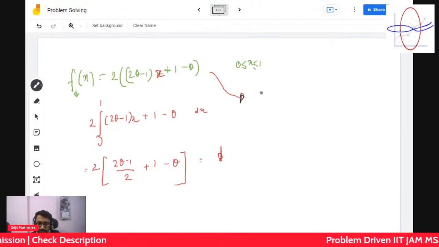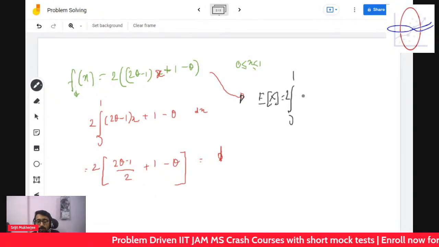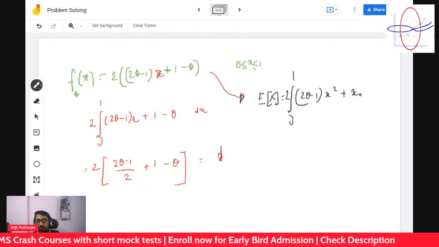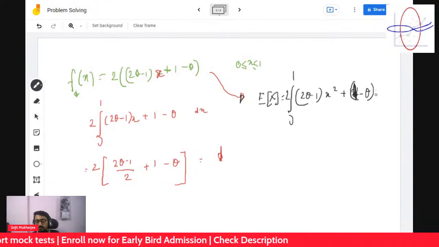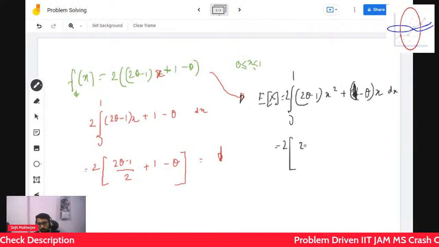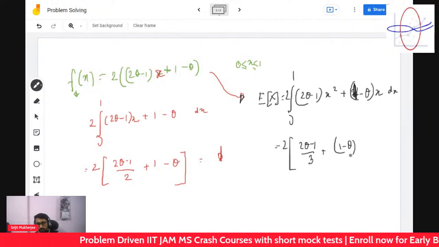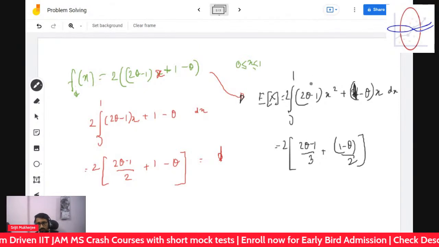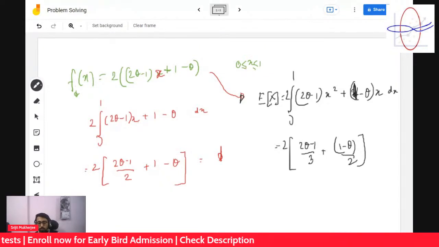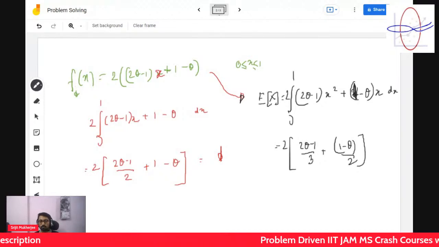So let's do the expectation. The expectation of x will turn out to be what? Integration 0 to 1, 2 will be outside, so (2 theta minus 1) x square plus (1 minus theta) times x, dx. So we do this, we get 2 times (2 theta minus 1) by 3 plus (1 minus theta) times 1 by 2, right? I hope all of you are understanding the ideas. Nikhil, Paulami, I don't know about Paulami because she came in late. Shana, no problem.